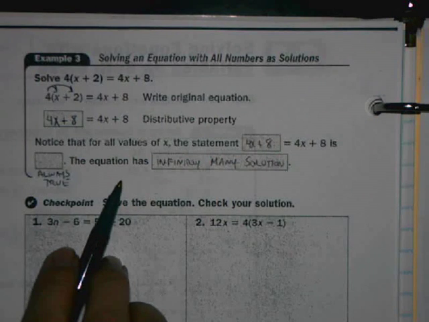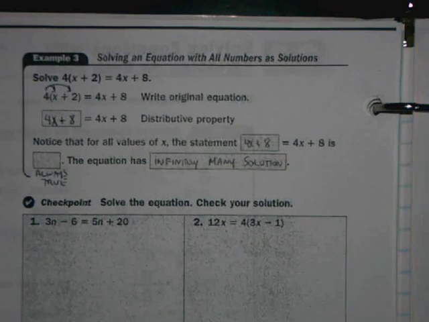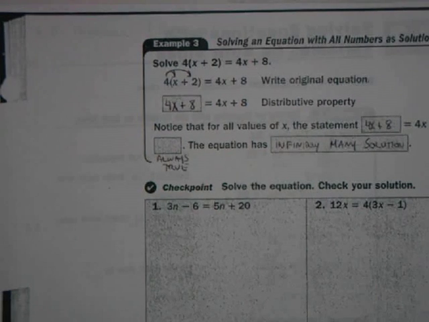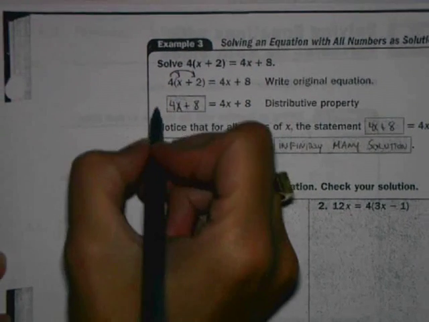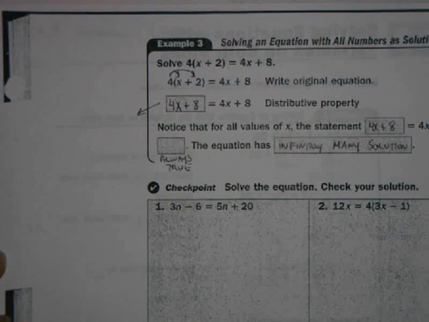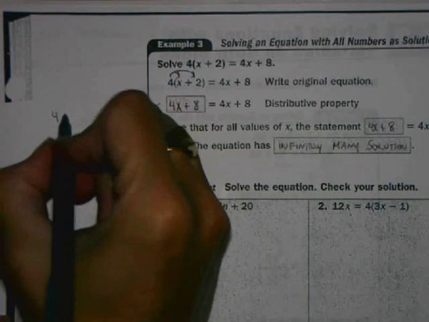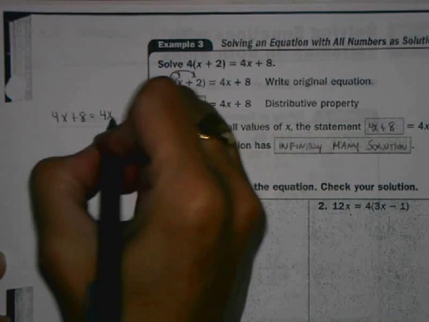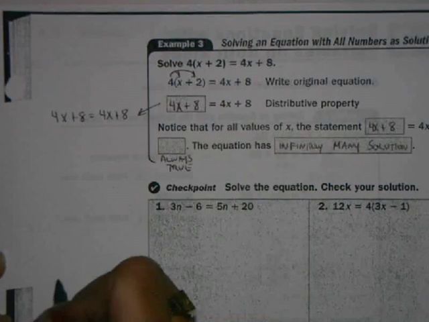Let's say that you're sort of chugging along in your math and you don't realize that the two sides of your equation are already equal. Let's see what the math would look like if we started with this equation here. We had 4x plus 8 equals 4x plus 8.